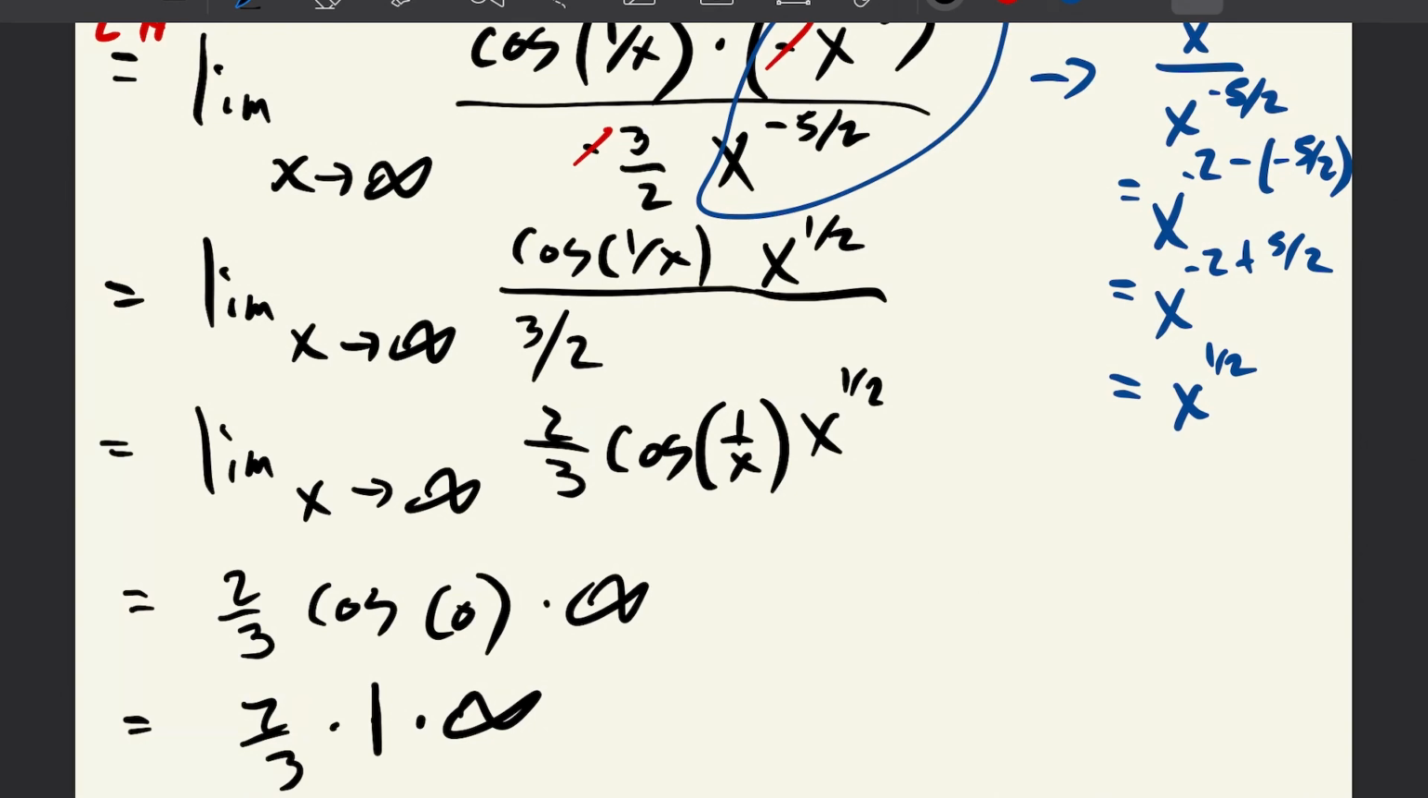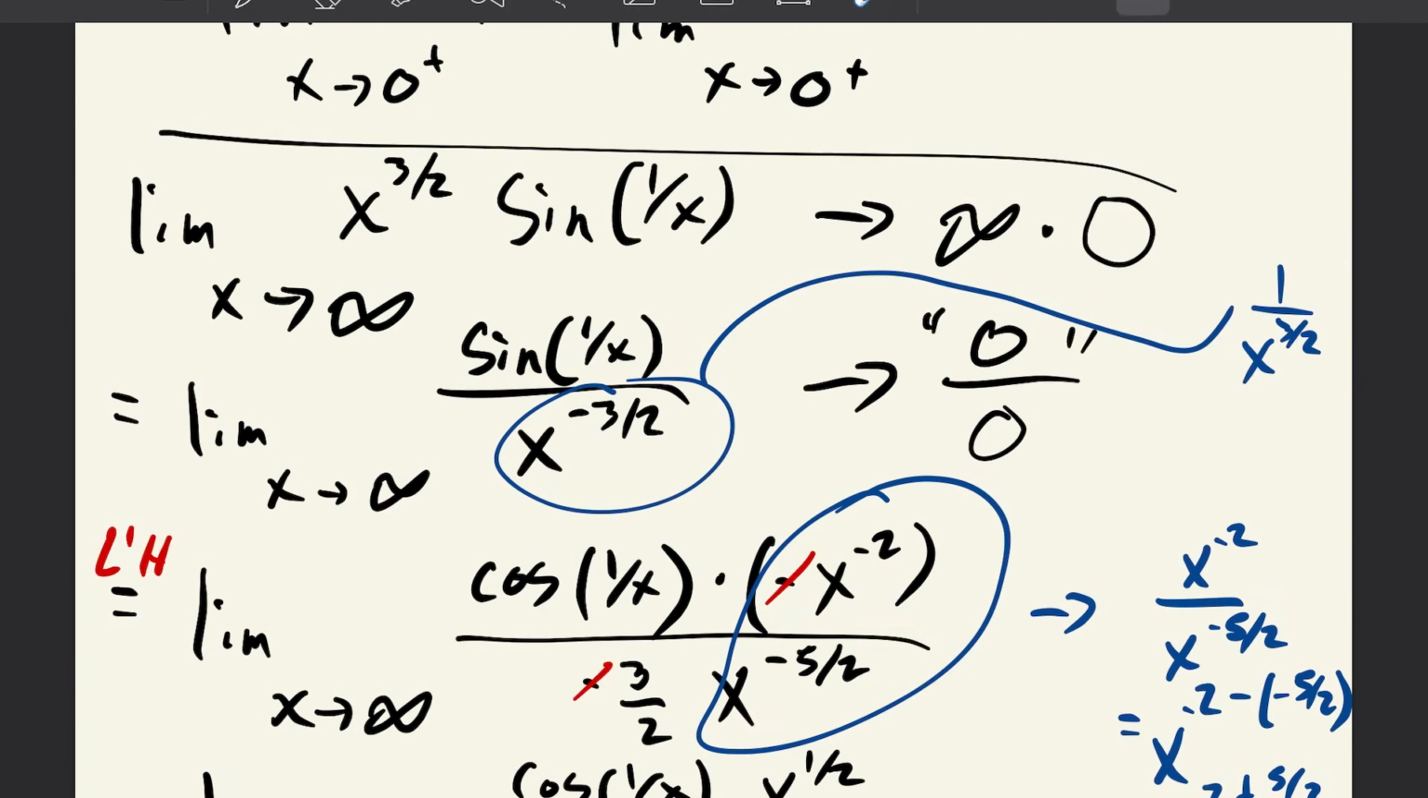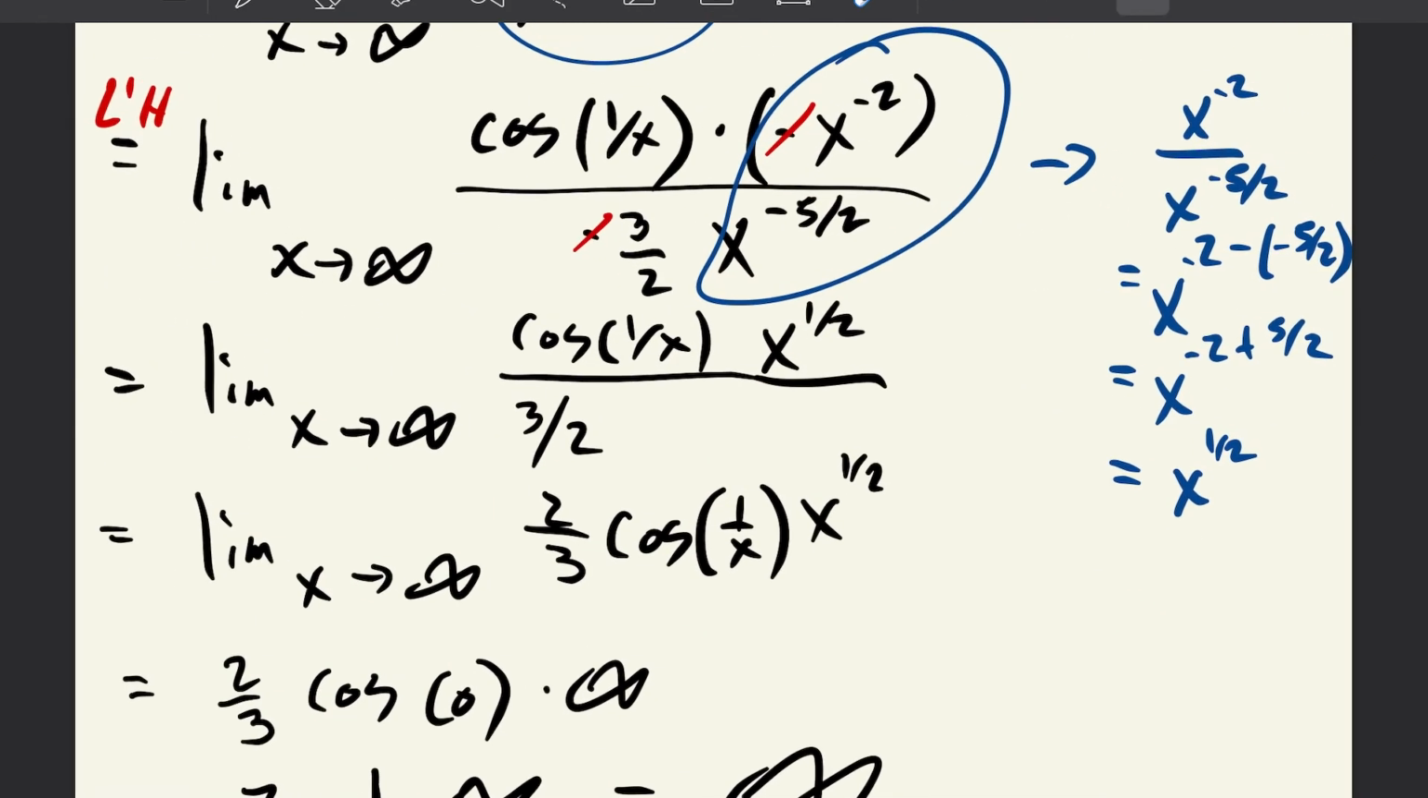So notice here, there's no dilemma here, right? It's not like 0 times infinity. You're just taking really big numbers and multiplying them by 2 thirds, right? But who cares? That's still really big numbers, right? So this is equal to infinity. Okay, so overall, the limit as x goes to infinity of this function here should be infinity, right? So it turns out that it takes off to infinity.